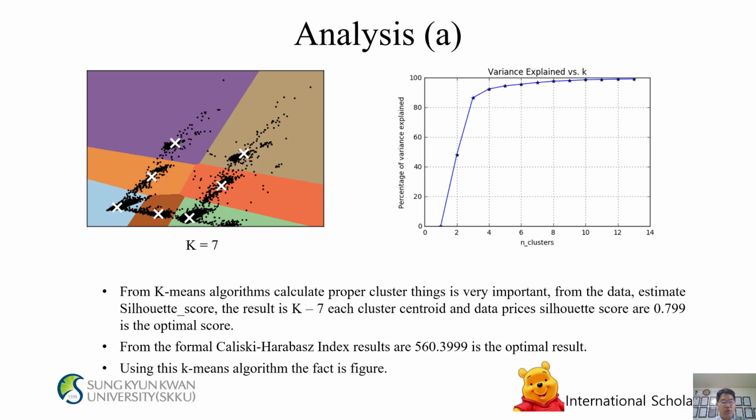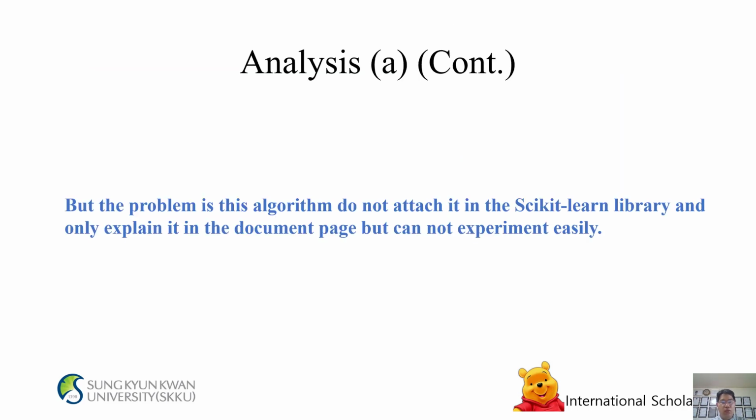Analysis A. From the K-means algorithm, calculate the proper cluster. The scene is very important. From the data estimated Silhouette score, the result is K equals 7. Each cluster centroid and data price Silhouette score is 0.799, the optimal score. From the Davis-Bouldin index, the result is 516.3999, the optimal result. But the problem is the algorithm is not attached in the scikit-learn library and is only explained in the documentation page, but cannot be exploited easily.